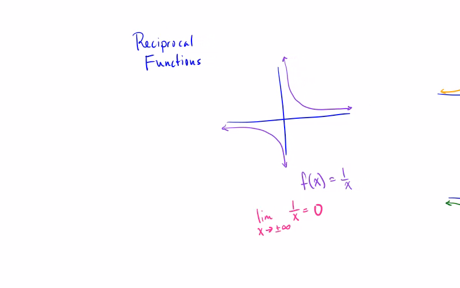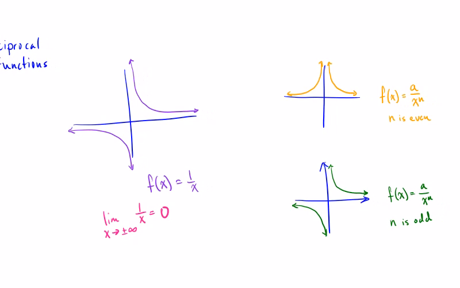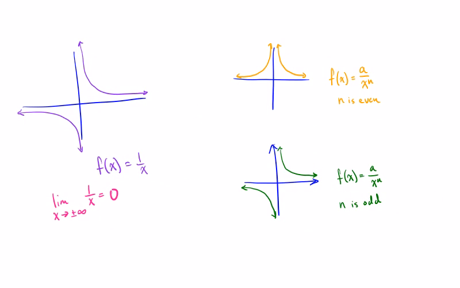Okay, so let's generalize this a little bit more. Here we have a modified reciprocal function where a is just some constant, and n is the degree, but in this case it's even. If it's even, instead of something down in the negative portion, it'll be positive, right? When you raise something to an even power, it'll be positive. And so it's going to go up and up forever.